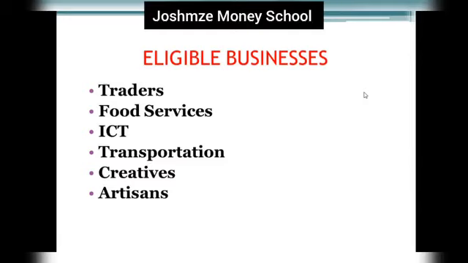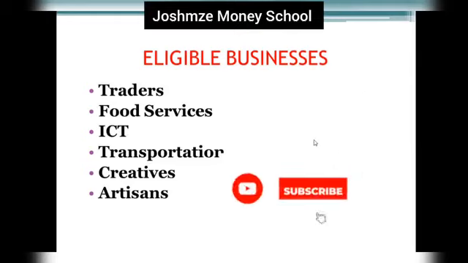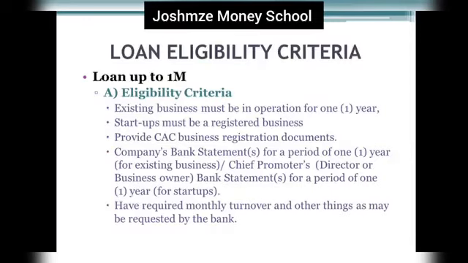Number one is traders. Traders, sellers, those selling and buying. Those are the kind of people that are eligible. People selling food, people into ICT, that is computer, transportation, creatives, and artisans. It means almost everybody is qualified. If you fall under this category, congratulations.